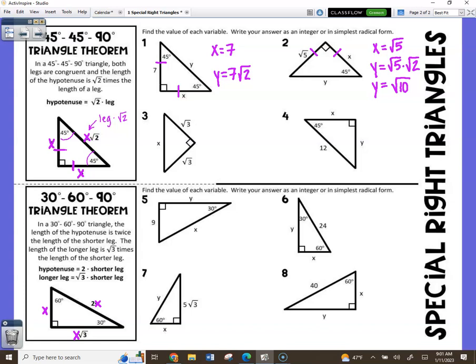Number 3, you know both legs. You need the hypotenuse. So it's going to be leg times root 2. So it's going to be what? Root 6.